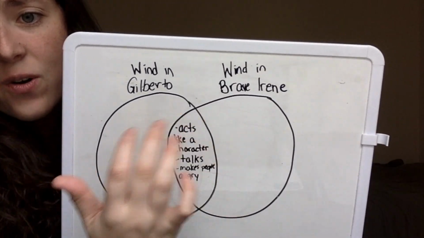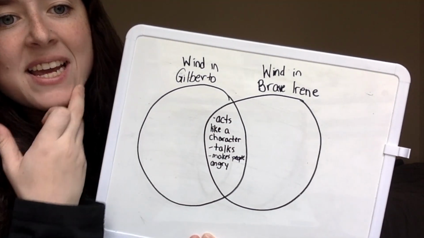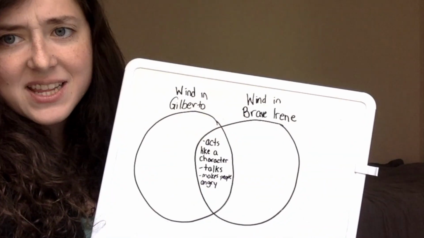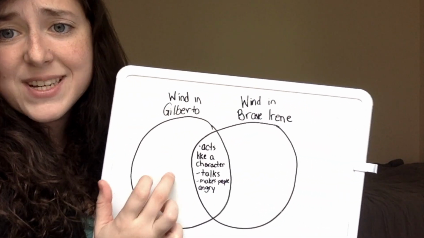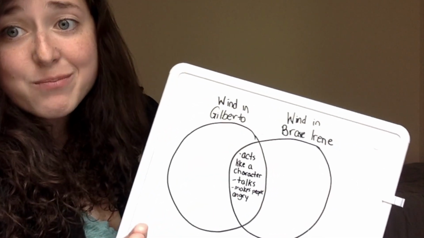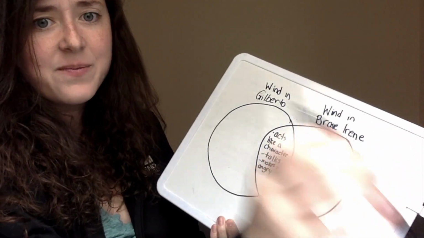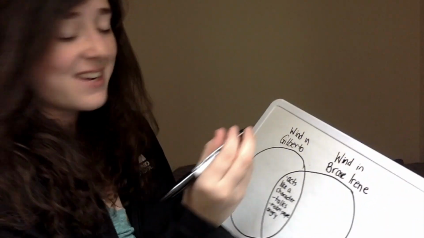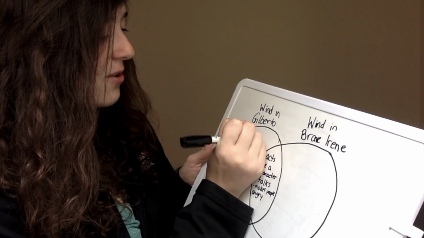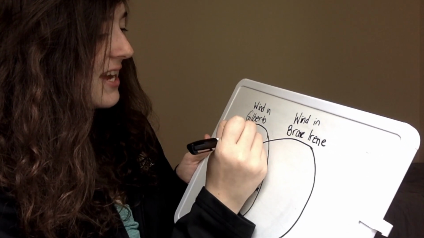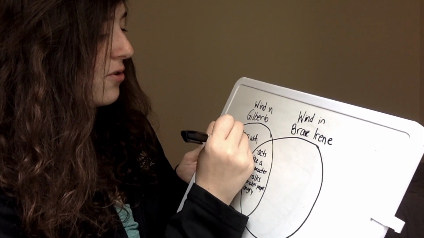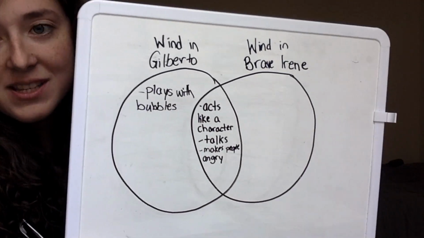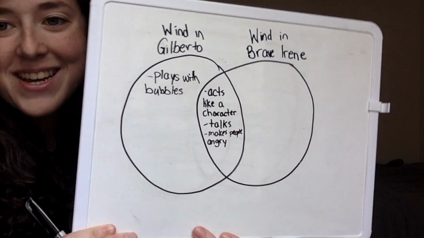I need to start filling out my sides. So what's something that the wind did in Gilberto and the Wind that was different than what it did in Brave Irene? Think back to Gilberto and the Wind. What was something the wind did that didn't happen in Brave Irene? I know that one thing that it did, it played with bubbles. That didn't happen anywhere in Brave Irene. That was just something that the wind does in Gilberto and the Wind. So I'm writing plays with bubbles. Writing that down, copy it down, pause the video if you need to copy it down.